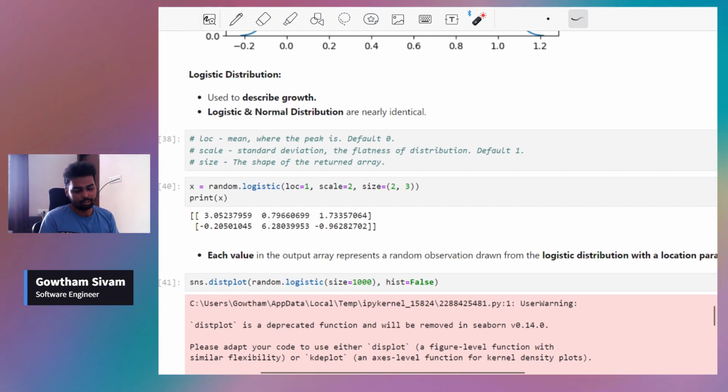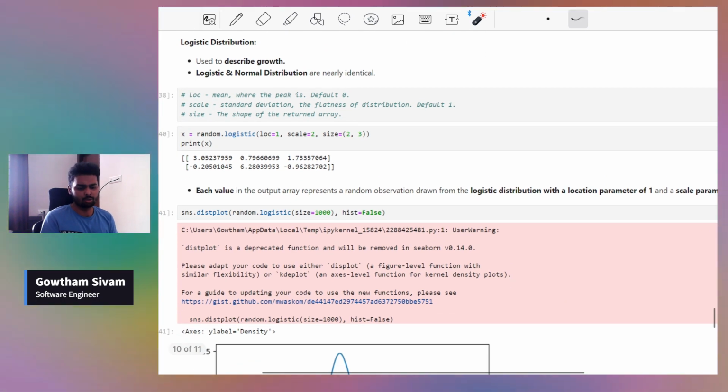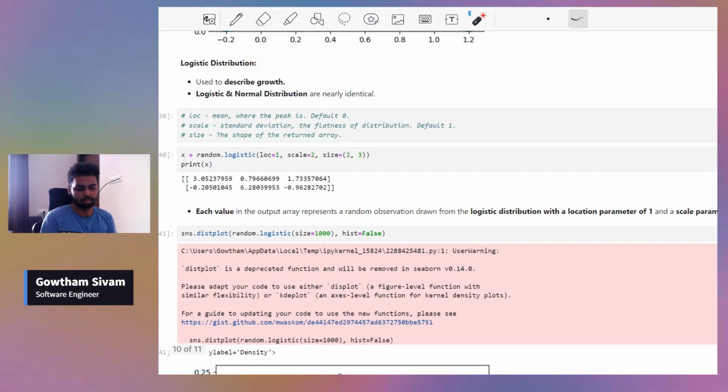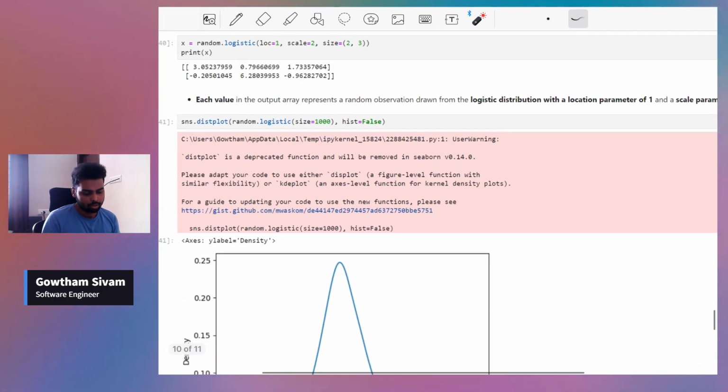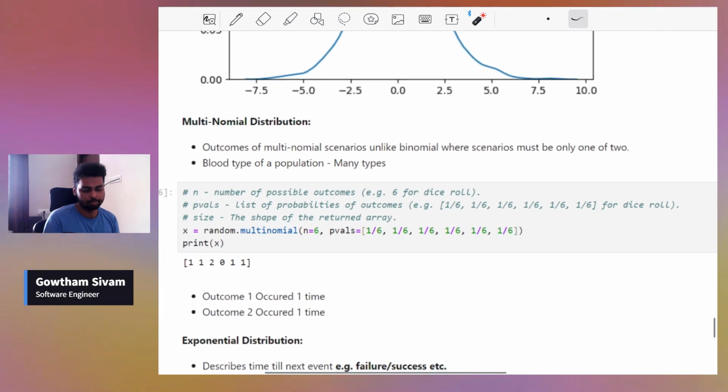So that is where you get to understand this actually. The growth of things is also modeled with this, and it is much used in data science and all those industries as well. Okay, if I just plot a simple graph, this is what you get. Next is multinomial distribution.